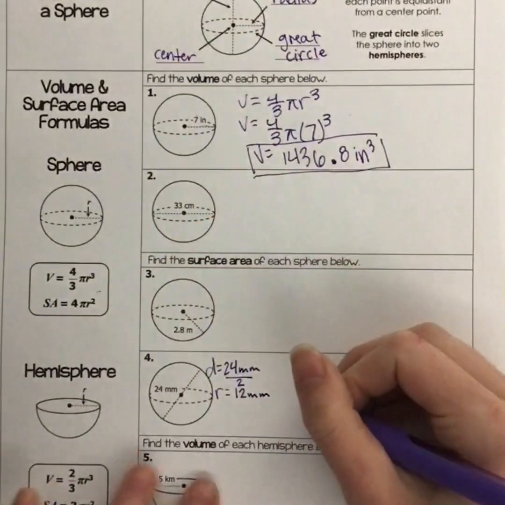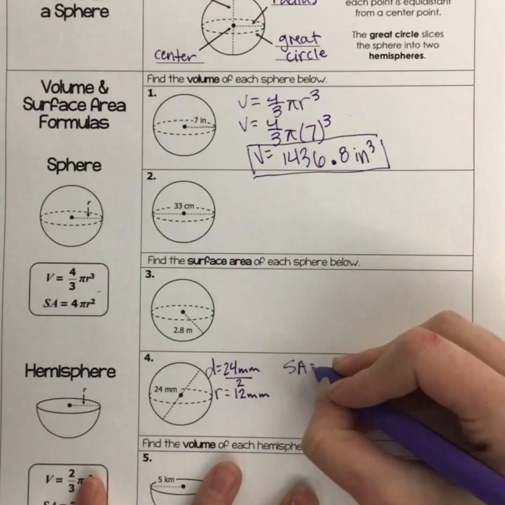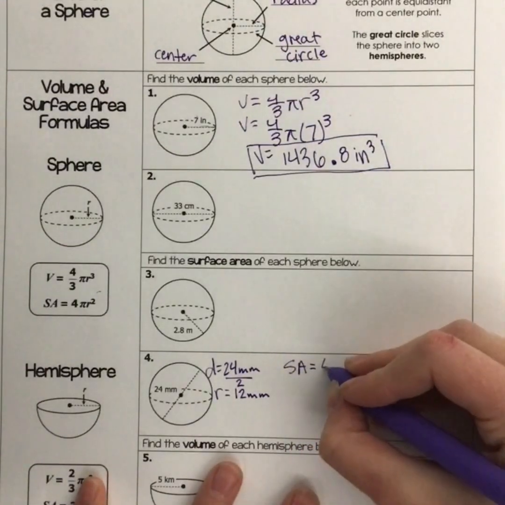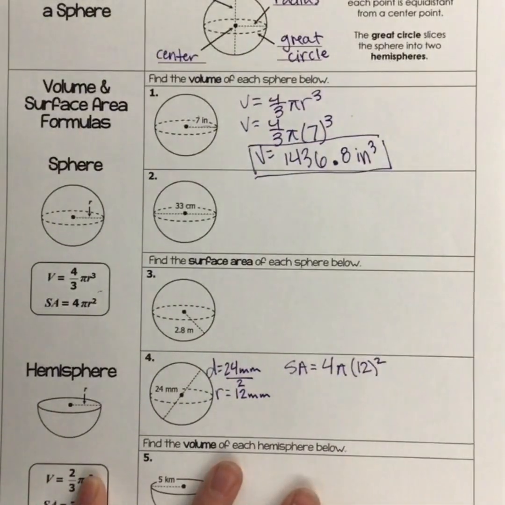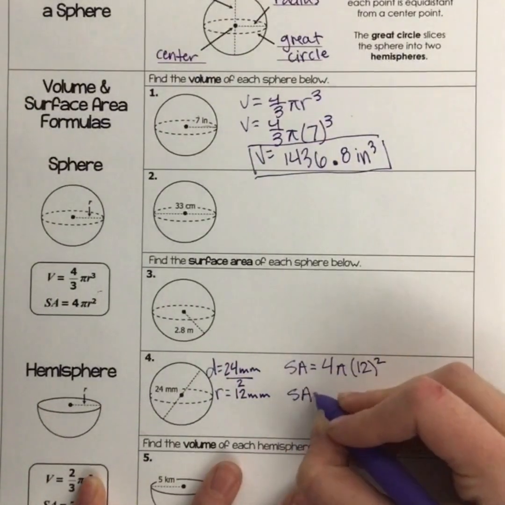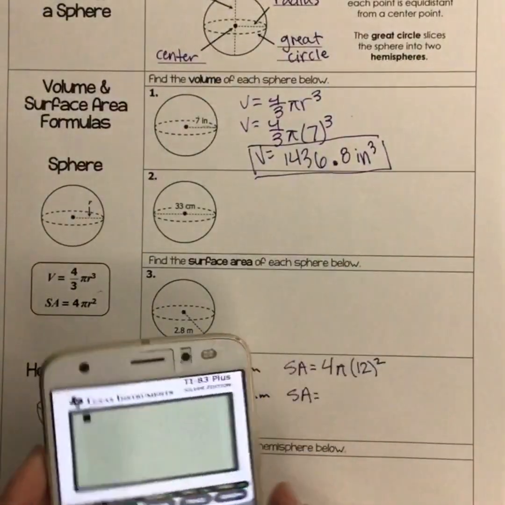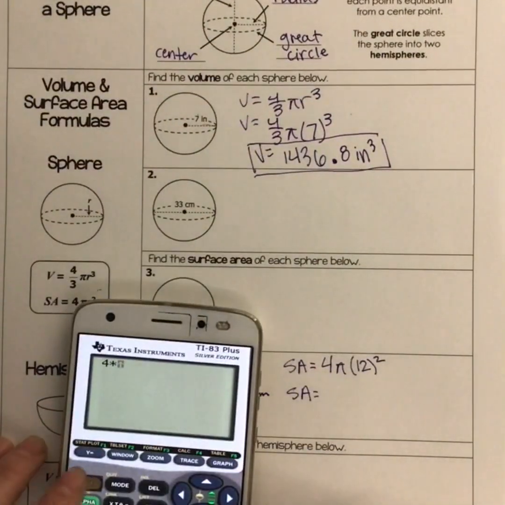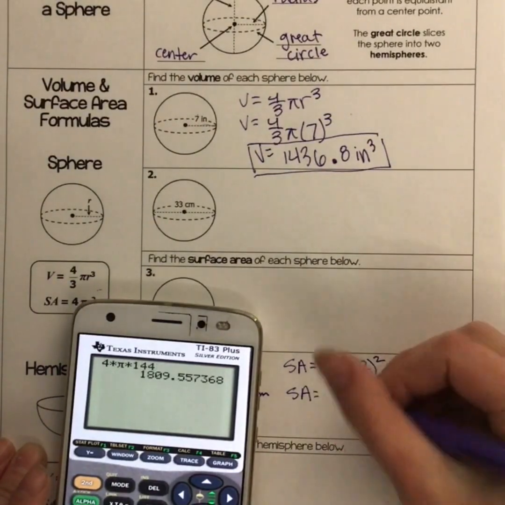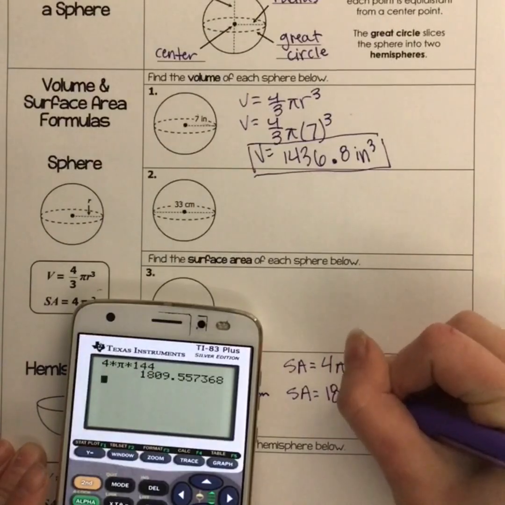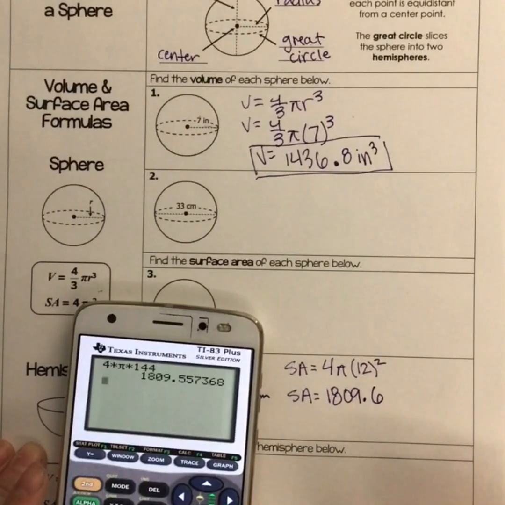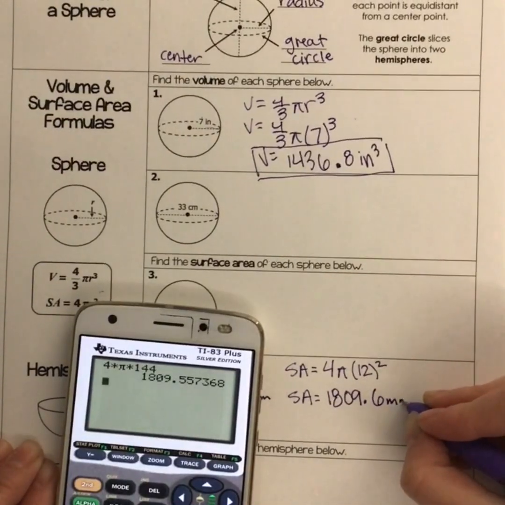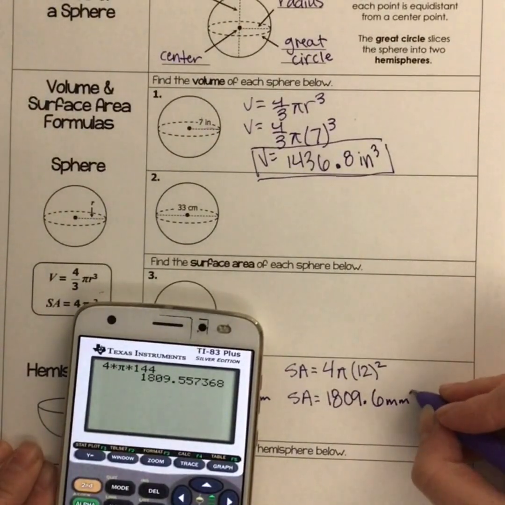Now I can go ahead and plug that in for surface area, and I'll get 4 pi 12 squared. Surface area equals, type that all into my calculator, 4 times pi, and I know 12 squared is 144, so that gives me 1,809, and rounding to the nearest tenth, 6/10. And we said our units were millimeters. And because we're talking area, our units are squared.